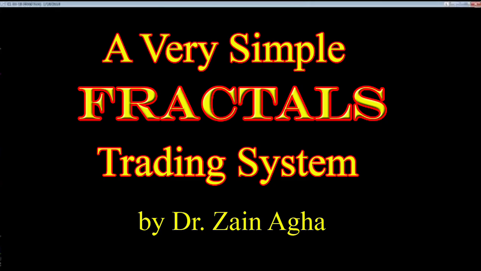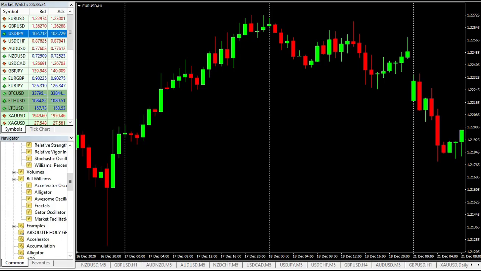What is a fractal? Here is the Euro USD 1 hour chart. Now first we set up the chart, and then I'm going to explain what is a fractal, how does it work.